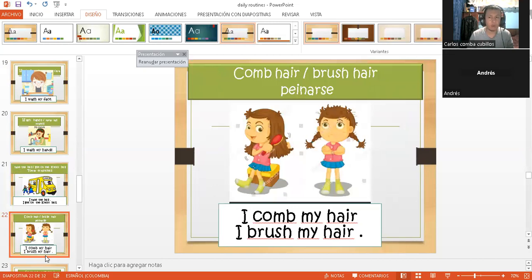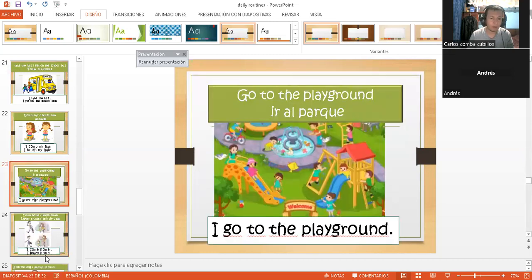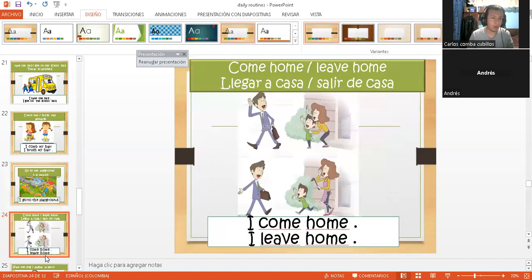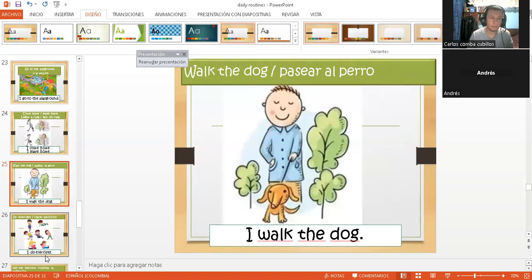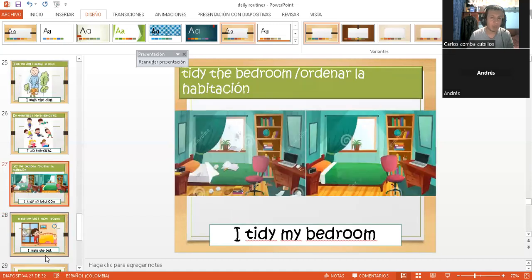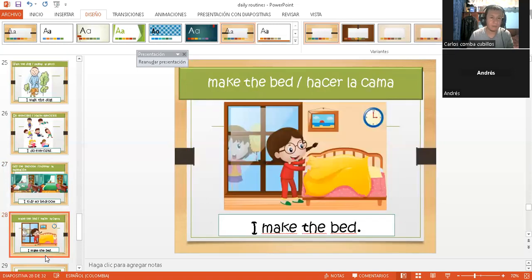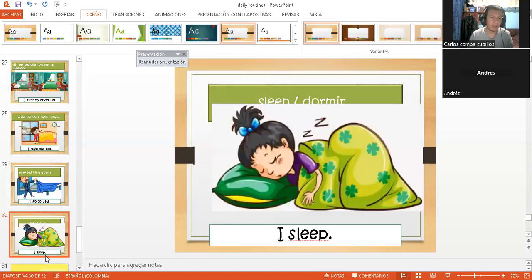Comb hair or brush hair, go to the playground, come home and leave home, walk the dog, do exercise, tidy the bedroom, make the bed, go to bed, finally sleep.